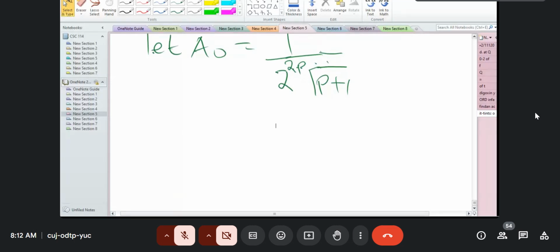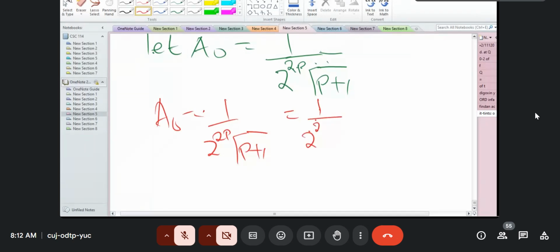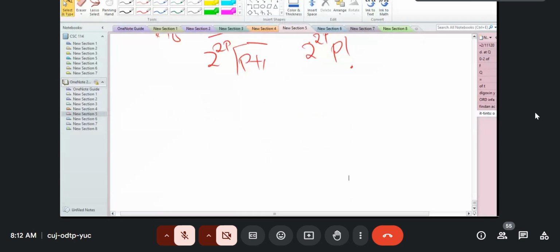So if A naught is 1 over 2 raised to power 2p times gamma of p plus 1, the relation between gamma and the factorial is gamma of something plus 1 is equal to that particular thing factorial. So gamma of p plus 1 is equal to p factorial. Let's insert this in the formula, then we pause, go to gamma function, and then we'll proceed.